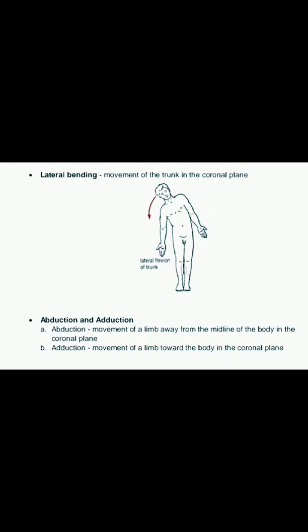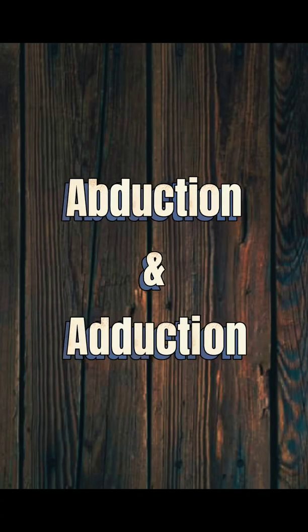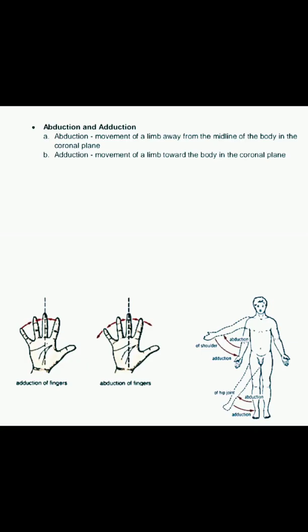So let's proceed to the last topics, lateral bending. Lateral bending is movement of the trunk in the coronal plane. Next, the abduction and adduction. Abduction is movement of a limb away from the midline of the body in the coronal plane, while adduction is movement of a limb toward the body in the coronal plane.